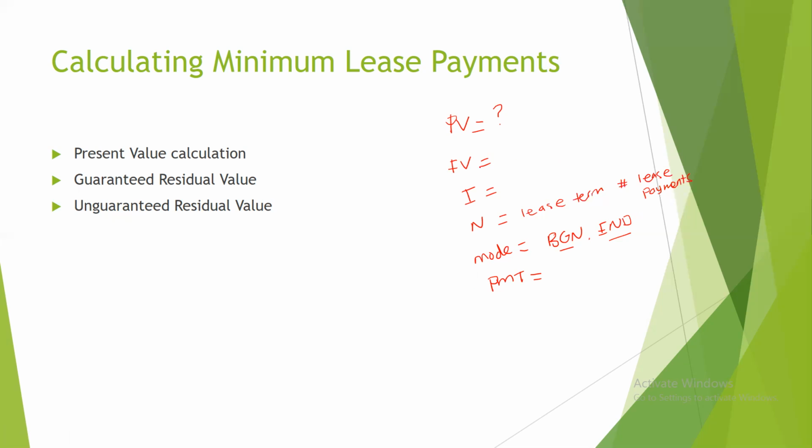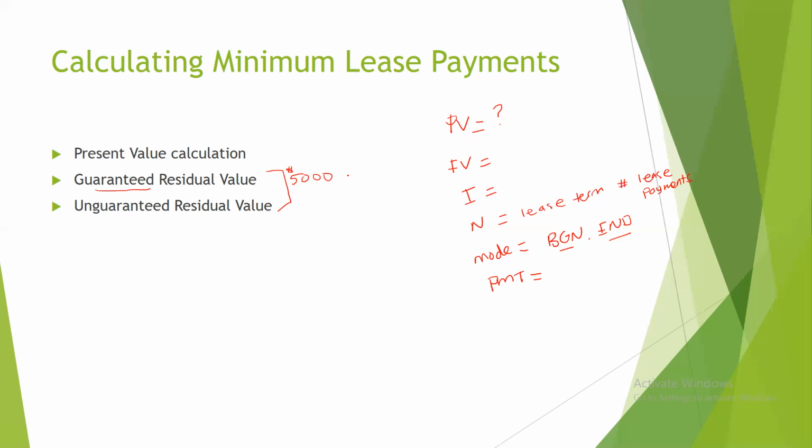Your fair value, so your FV, is where this whole guaranteed unguaranteed business comes in. Your residual value generally is how much the asset's going to be worth at the end of its life. Sometimes the lessee will guarantee that value. If the guaranteed residual value is $5,000, then the lessee guarantees that the lessor can sell this asset for $5,000 at the end of the lease term.